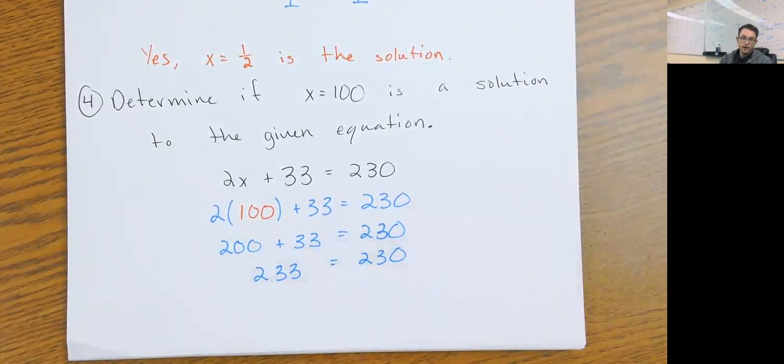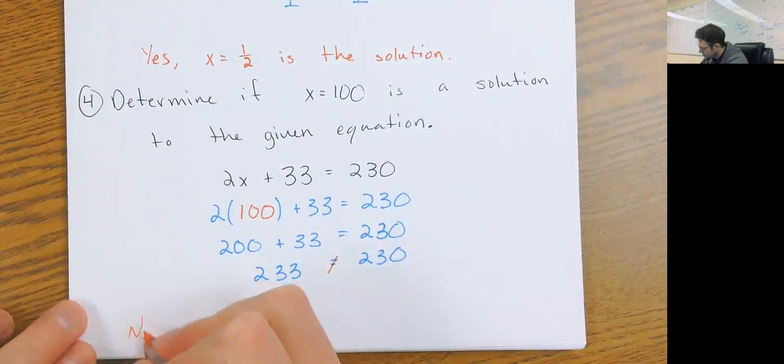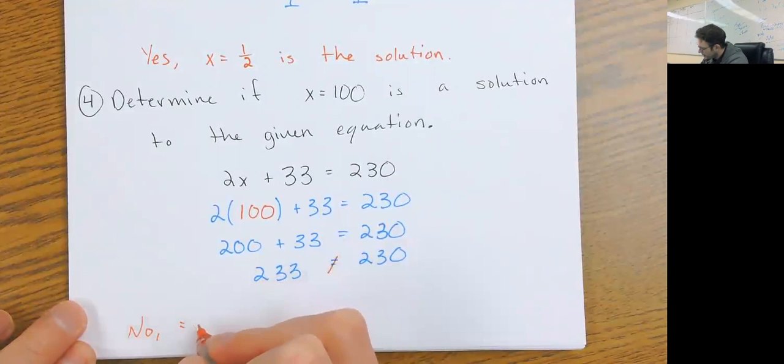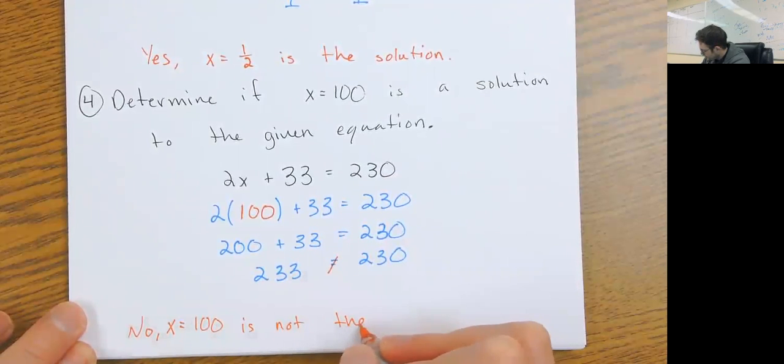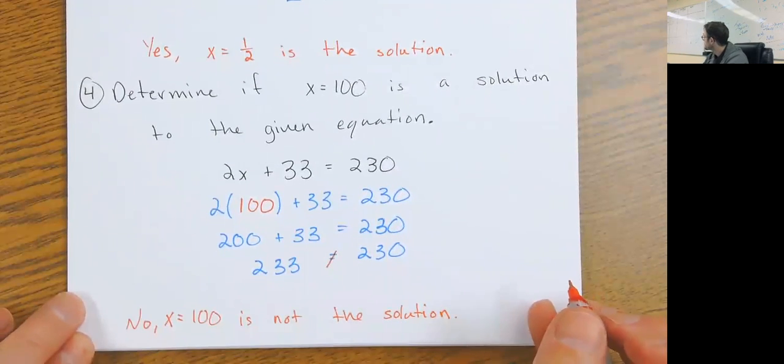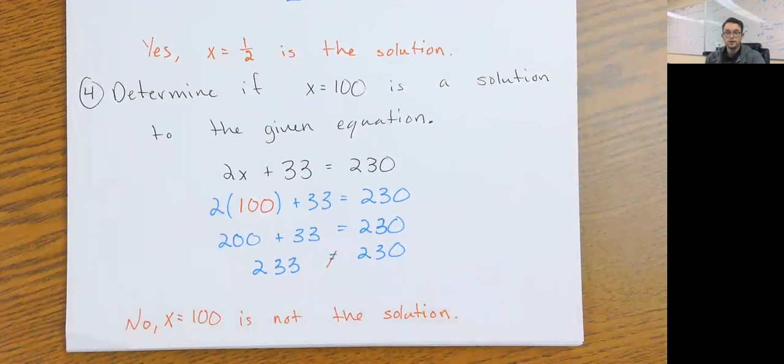I would say that we are close, but no cigar. That is not equivalent. 233 does not equal 230. It's 3 away, 3 shy. All right, so I would say no. x equals 100 is not the solution, period.